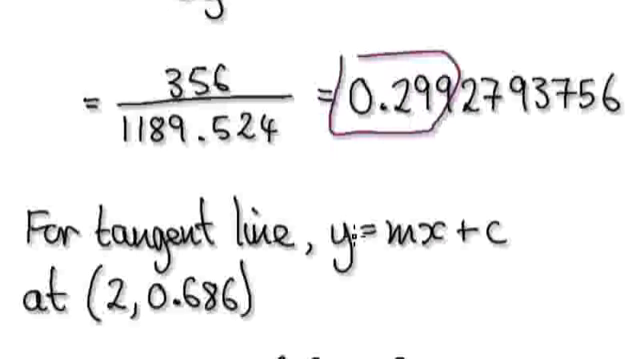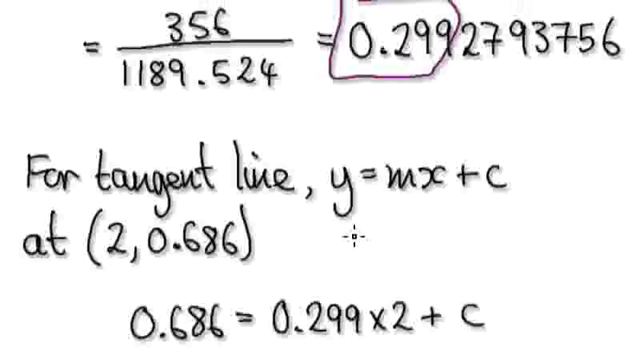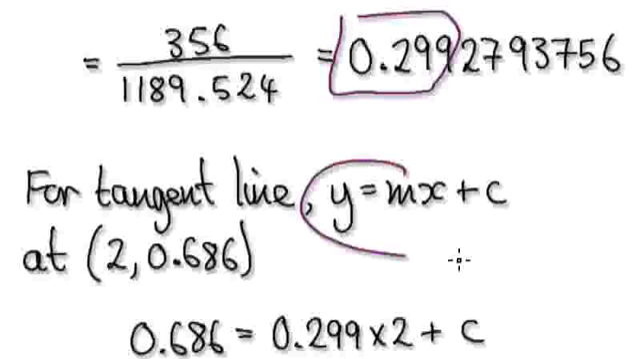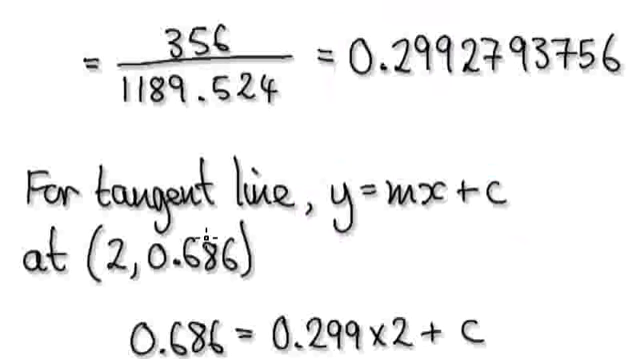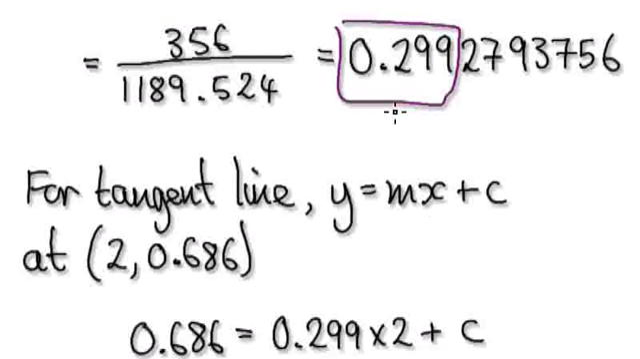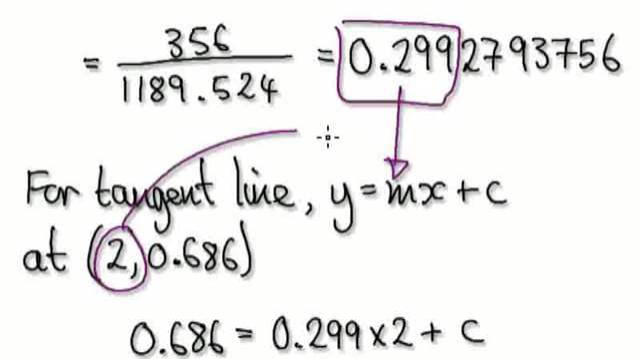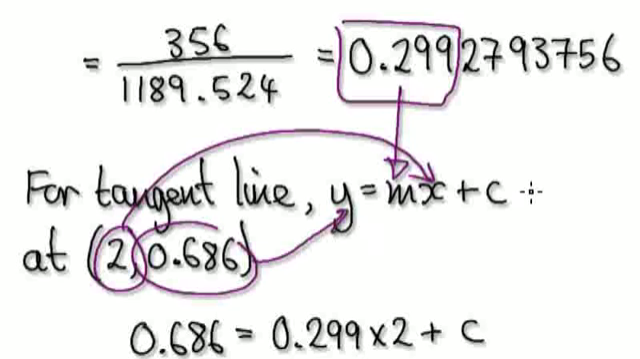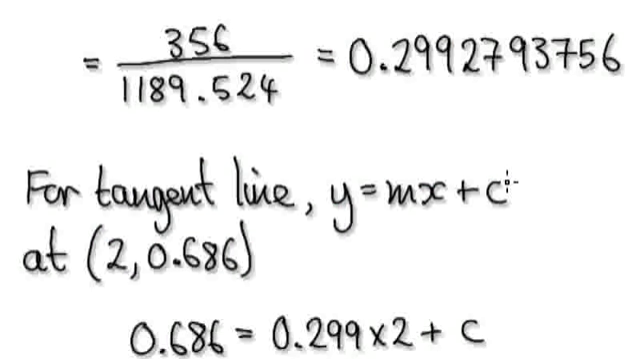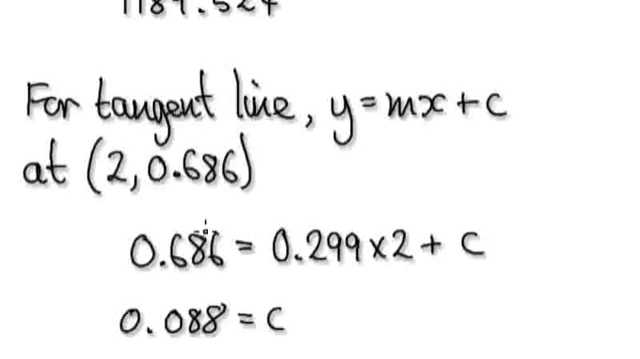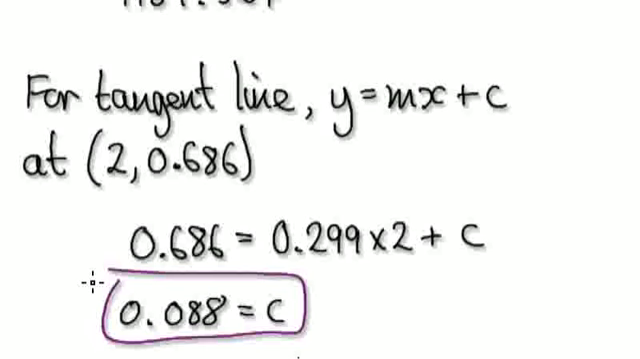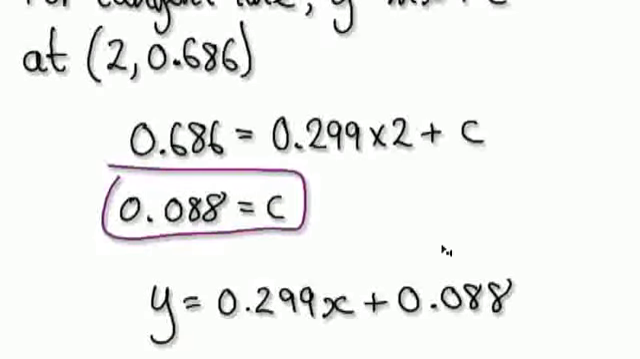So an equation for the tangent line: an equation for a straight line is y equals mx plus c, going through this point. Well, we know the gradient. We just worked it out as this, so we put that into the m. We know that this is the x value, so we can put it into here. This is the y, so put it into here. Now we can work out c. So c equals this. Now we've got our equation of our tangent line.